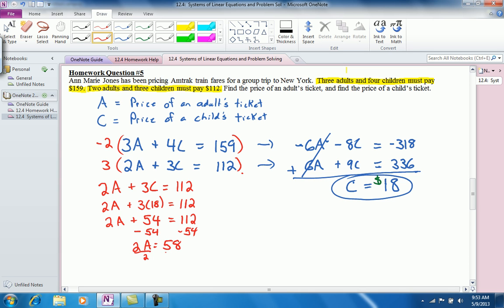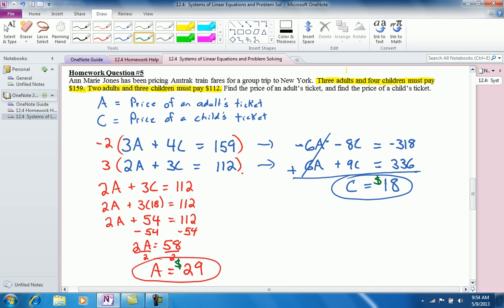And dividing by 2 on both sides gives me A to be 29. So the adult ticket price is $29, and I'll indicate that again with a little $ so that I know what the 18 and the 29 mean. So I got child's ticket price to be $18, adult's ticket price to be $29.